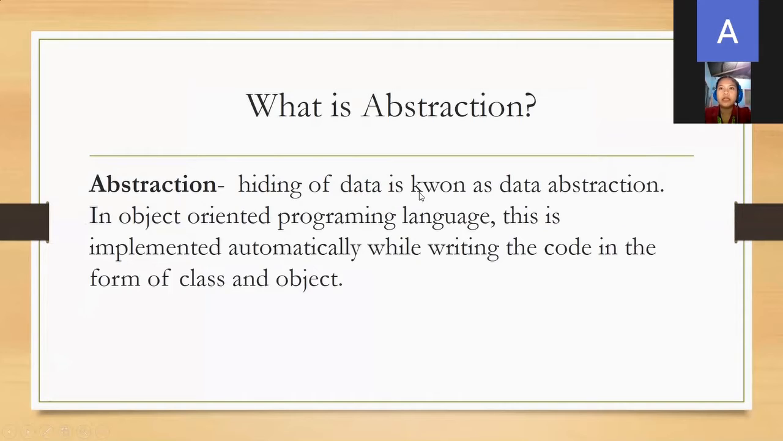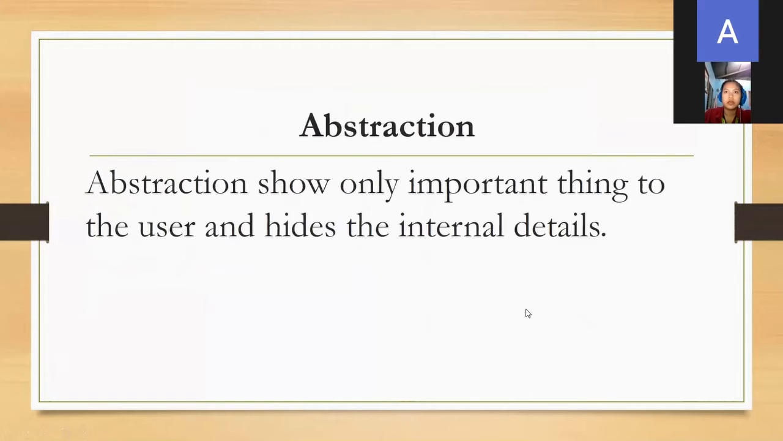Hiding of data is known as data abstraction. It is in object-oriented programming language. This is implemented automatically while writing the code from the class and object. Abstraction shows only important things to the user and hides the internal details.